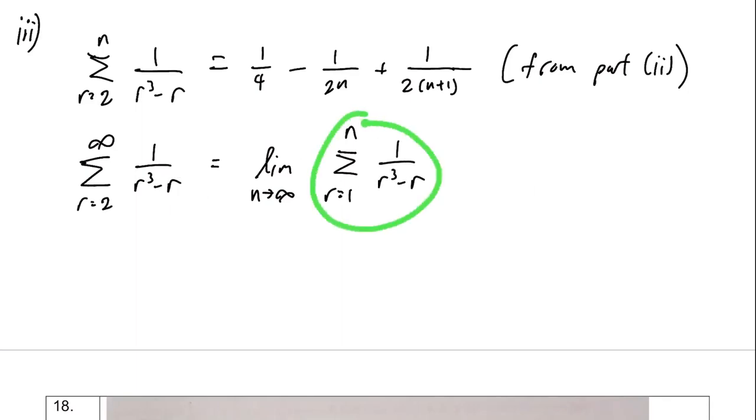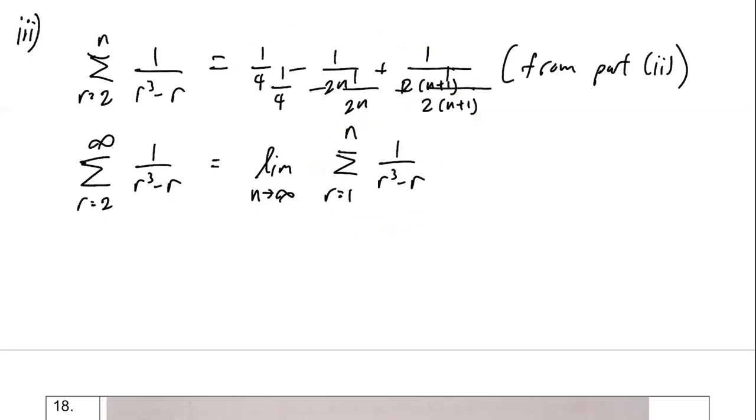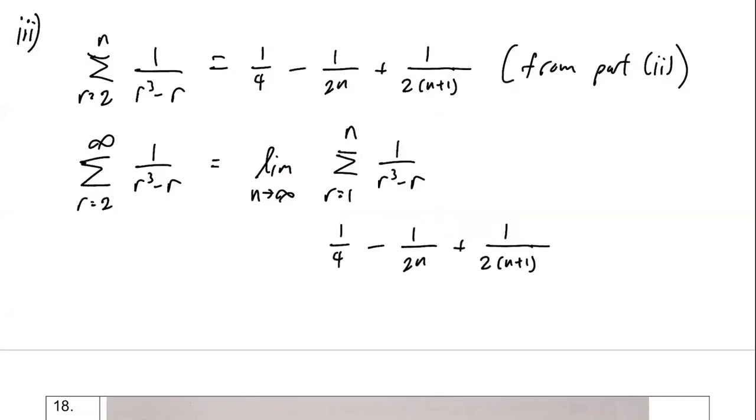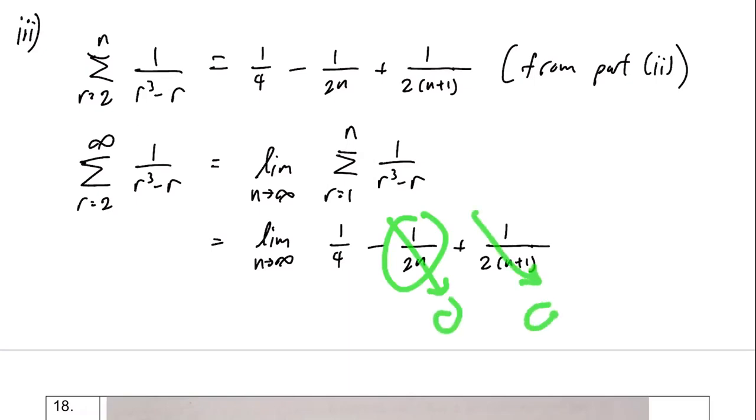But we know this guy. It's just the answer from part 2. So copy and paste, and then you take the limit as n goes to infinity. So what happens? This guy, 0. This guy, 0. Why? Because the denominator gets very, very big. 1, which is very small, divided by a very big number, will approach 0. Likewise for 2 times (n plus 1).